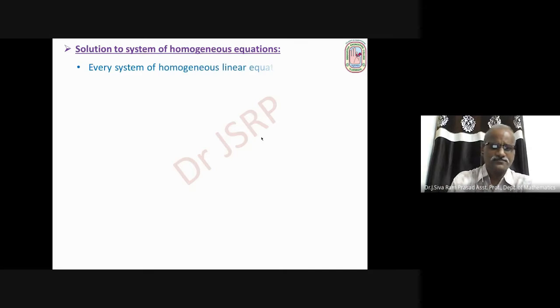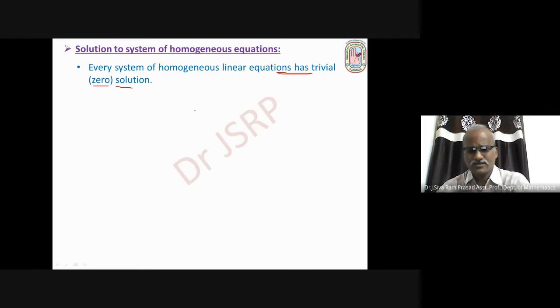Next, solution to a system of homogeneous equations. First we find the rank of the coefficient matrix. Every system of homogeneous linear equations has a trivial solution, that is, the zero solution. For this you need not verify anything. Let rank of A equal r. Find the rank of the coefficient matrix and let it be r. Now compare this rank with the number of variables. The number of variables is n.